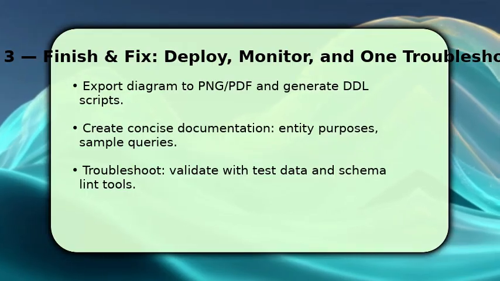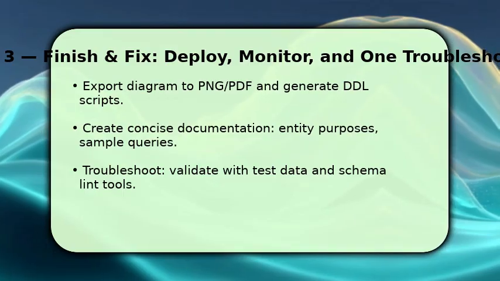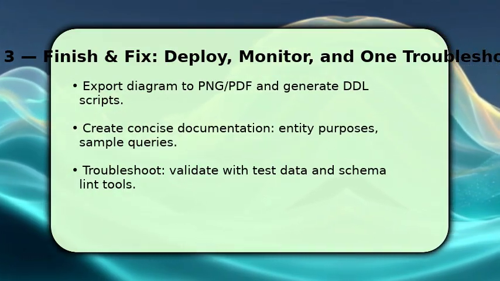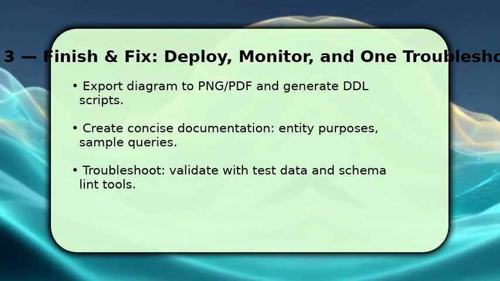If things go wrong, validate with test data, insert realistic rows to trigger joins and constraints, and run a schema linter to catch naming or type mismatches. Make sure to iterate. Small fixes now prevent costly refactors later.